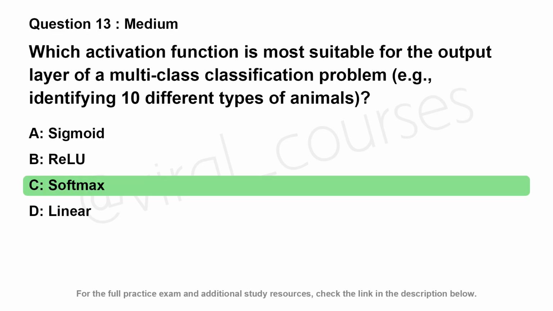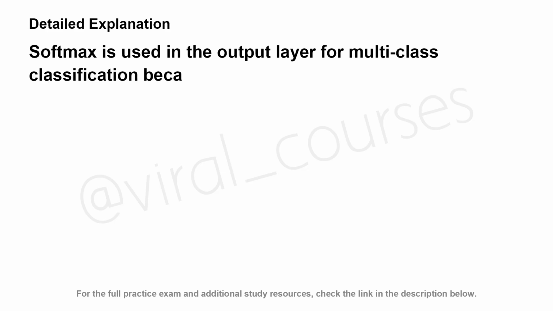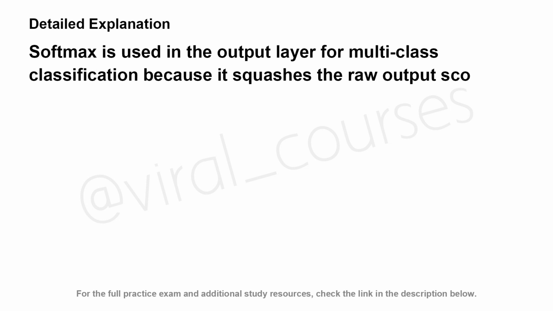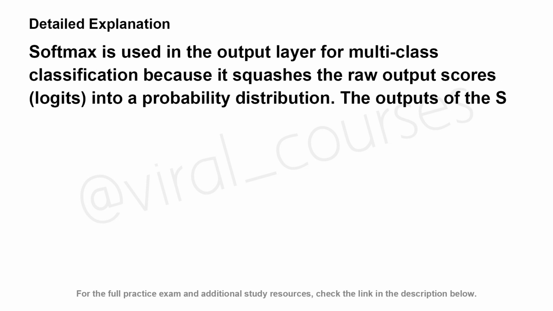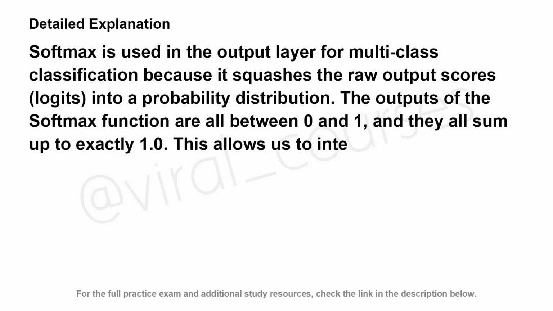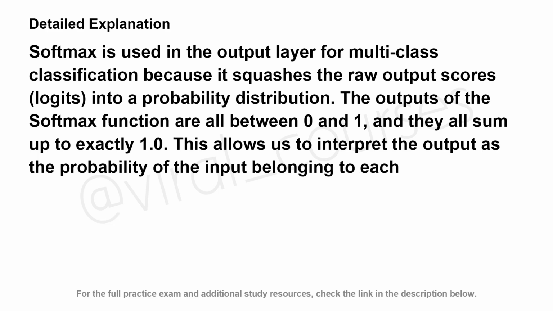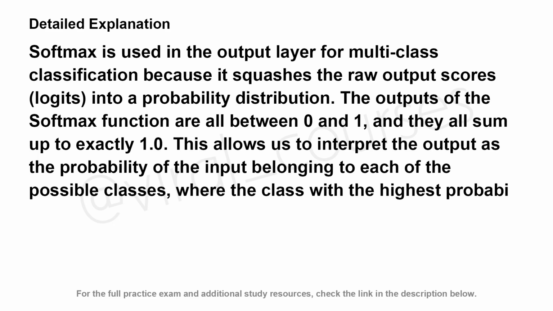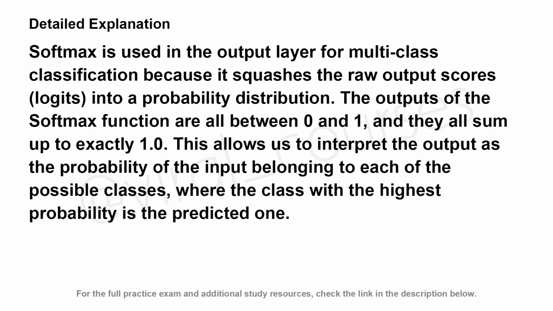The correct answer is C. Softmax is used in the output layer for multi-class classification because it squashes the raw output scores, logits, into a probability distribution. The outputs of the softmax function are all between 0 and 1, and they all sum up to exactly 1.0. This allows us to interpret the output as the probability of the input belonging to each of the possible classes, where the class with the highest probability is the predicted one.